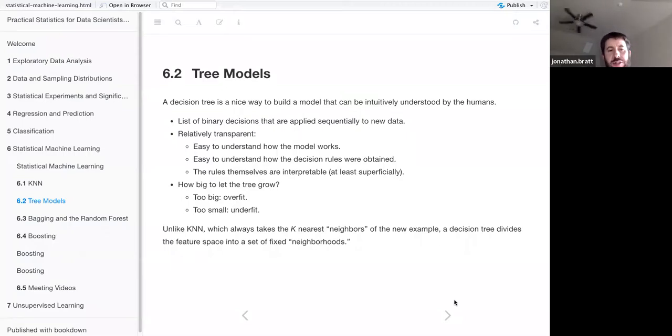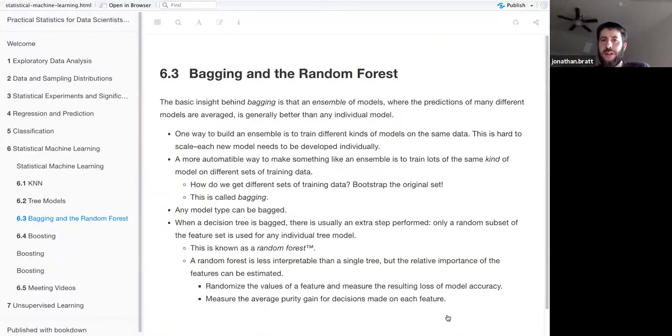Okay, so KNN and tree models are the two architectures that the book considers. And then the next two topics, bagging and boosting, are ways of building better models with this. So bagging in particular, actually for both of these methods, the basic idea is that a group of models, an ensemble of models, is almost always better than a single model.